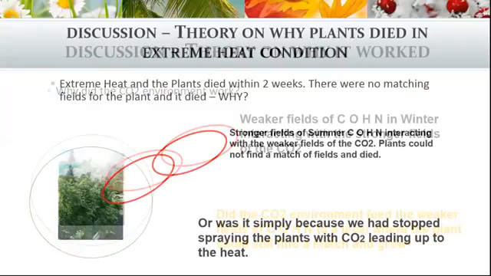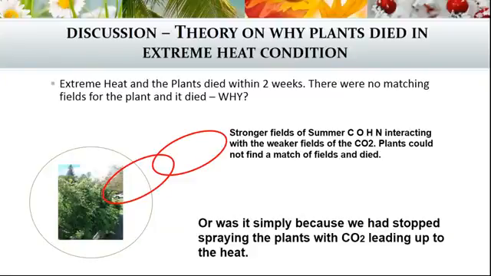And when I tried to understand why the plants suddenly died, because it was very, very quick, it was possibly that even though we had created the CO2 environment, the stronger fields of the summer coming in, of the Cohans, interacting with maybe my weaker fields of the CO2, the plants couldn't find a match and they just died. There was just no way they could cope.